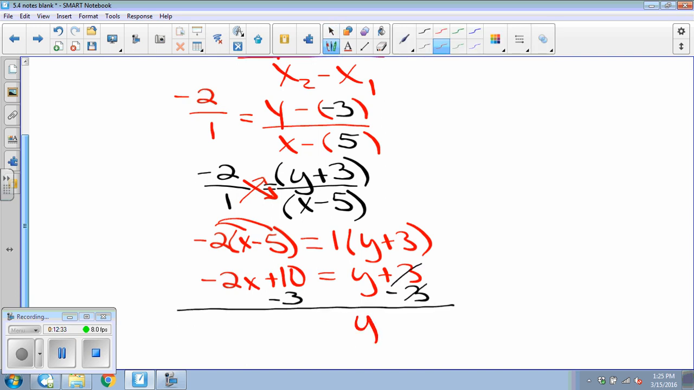So you get y equals -2x plus 7. So what's the slope? What's the y-intercept? 7. Very good. Any questions? Put those up.